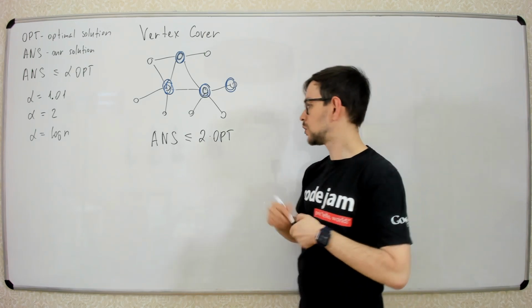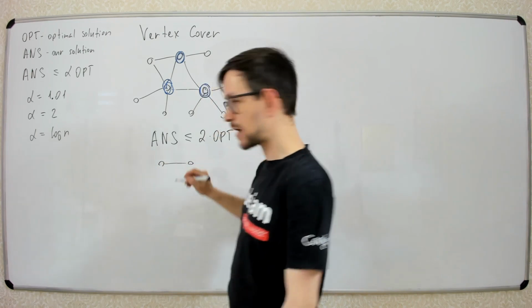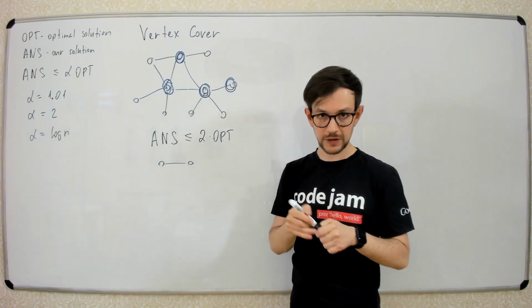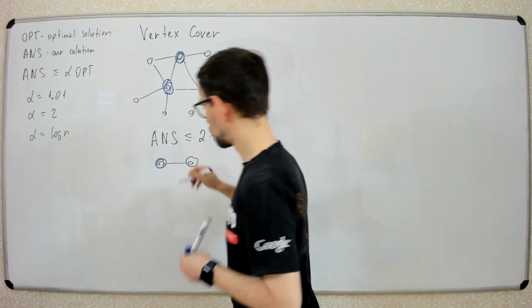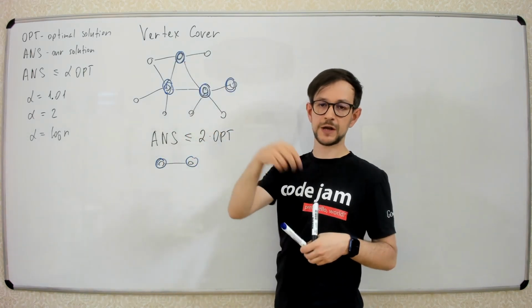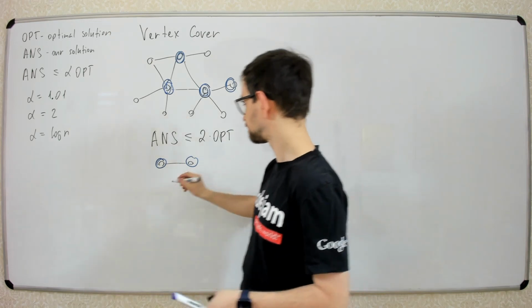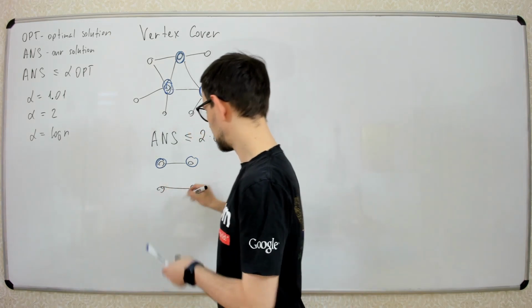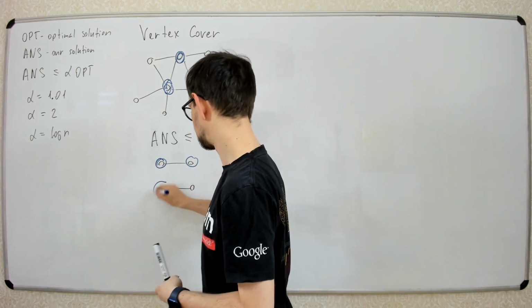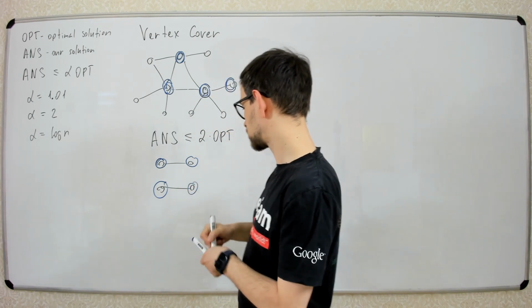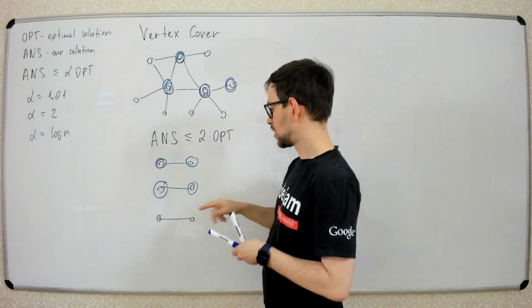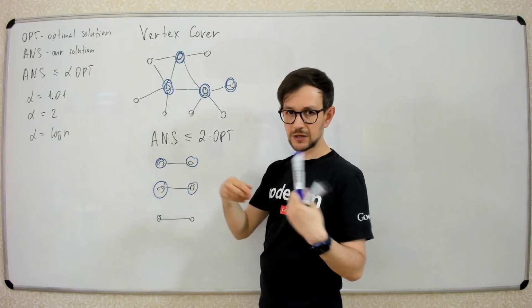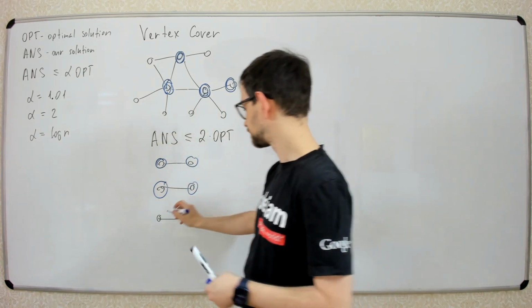What did we do? Every time we take some edge which is not covered, and take both of its ends into our vertex cover. And then again, we take some edge which is not covered and take both its ends, and so on. So every time you take some edge not covered by your current set and add both its ends to your vertex cover.